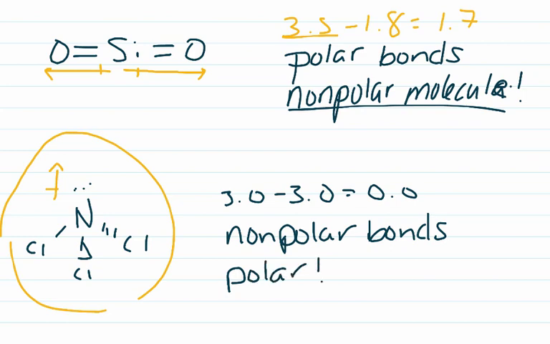So you see here in the silicon dioxide example, we had polar bonds but a nonpolar molecule. In the nitrogen trichloride example, we have nonpolar bonds but a polar molecule. So sometimes these will be the same and sometimes they won't. It really depends on the geometry of the molecule.